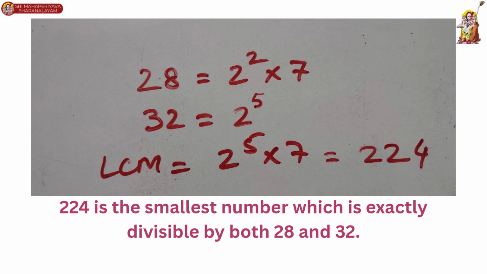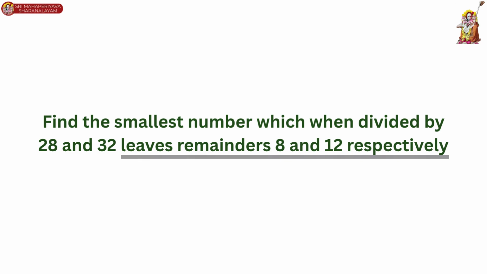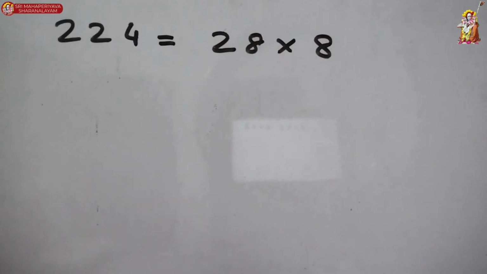So 224 is the smallest number which is exactly divisible by both 28 and 32. But the question is, we have to find the smallest number which when divided by 28 and 32 leaves remainders 8 and 12 respectively. It doesn't leave remainder 0. So let's see. Now 224 is exactly divisible by 28. It is 28 into 8.